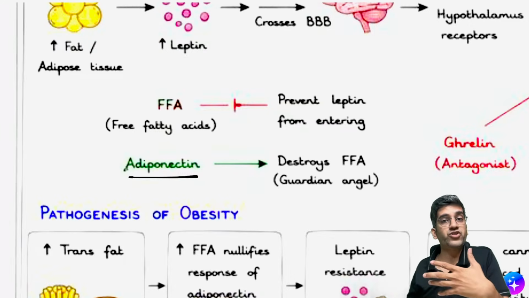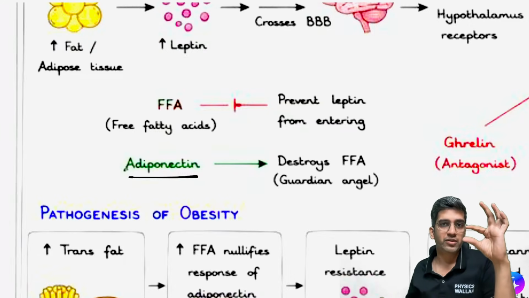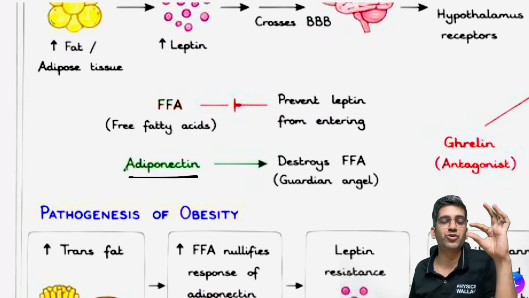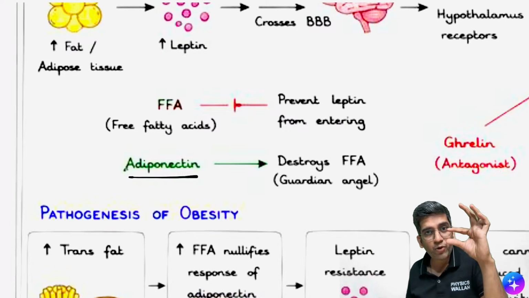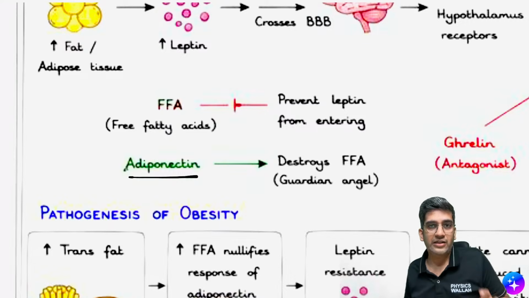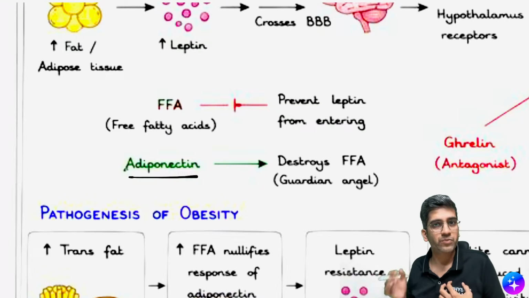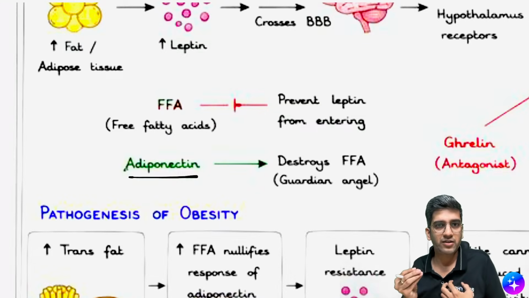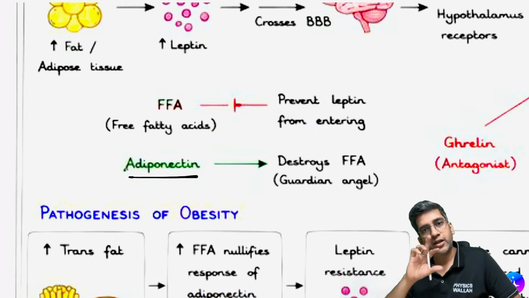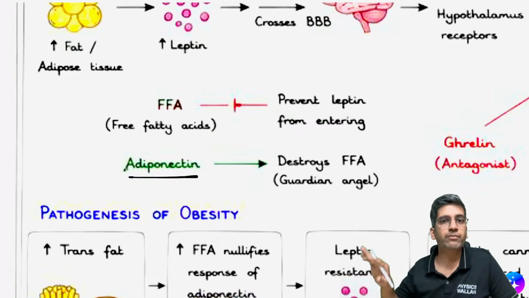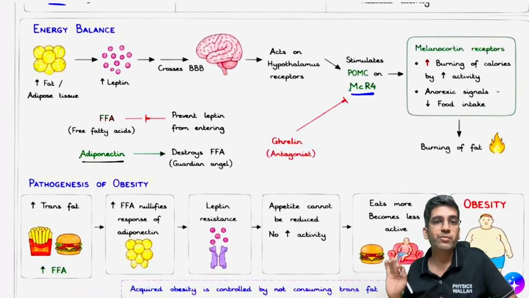I cannot keep on producing adiponectin. It's a limited amount. It's a good thing, right? Every good thing is in limited amount only. This adiponectin will destroy free fatty acid. For example, I eat a samosa today, free fatty acid. Adiponectin will come, destroy it, and make sure leptin goes, the cycle remains proper. That's the normal energy balance.